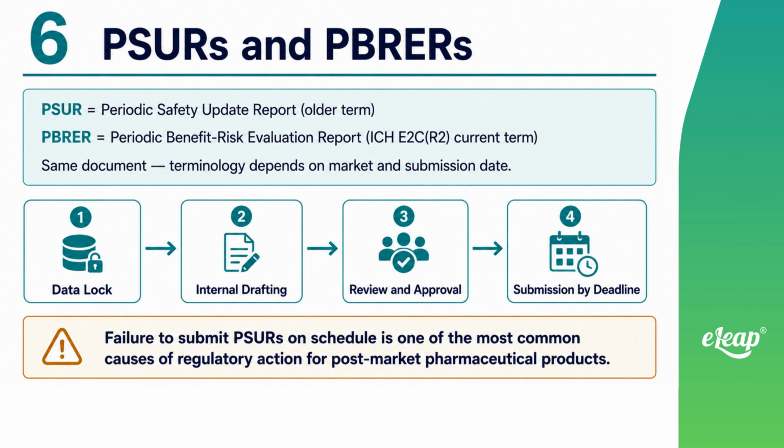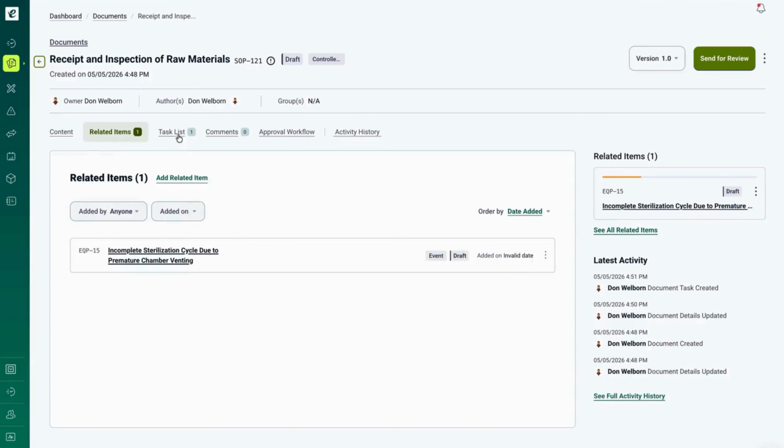Step 6 addresses periodic safety reporting. PSURs, or periodic benefit risk evaluation reports, known as PBRERs under ICH E2A, are submitted to regulatory authorities on a defined schedule and represent a comprehensive assessment of your product's benefit-risk profile. Your SOP must specify your PSUR preparation workflow, data lock timelines, internal review and approval process, and submission deadlines by market. A failure to submit PSURs on schedule is one of the most common causes of regulatory action for post-market pharmaceutical products.